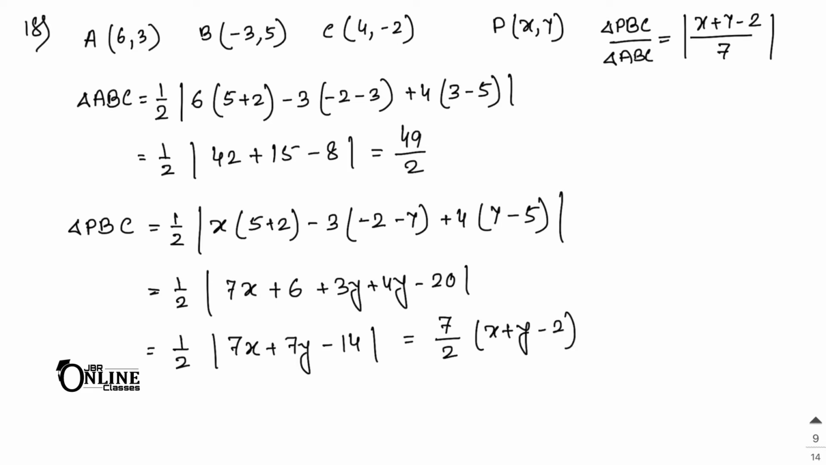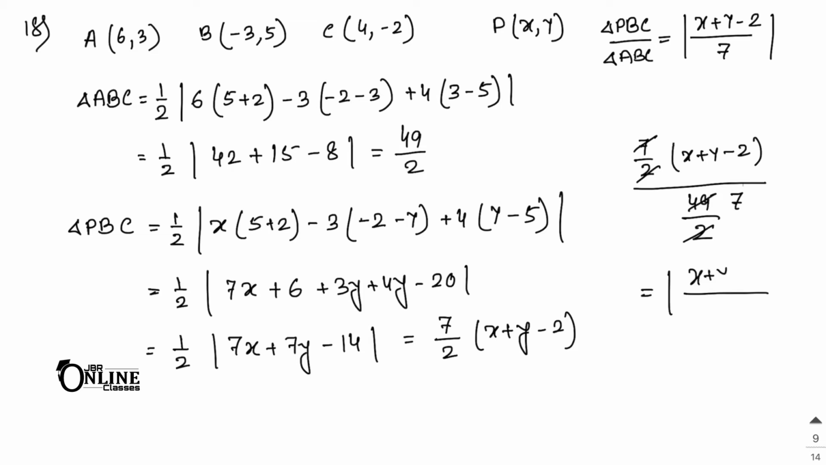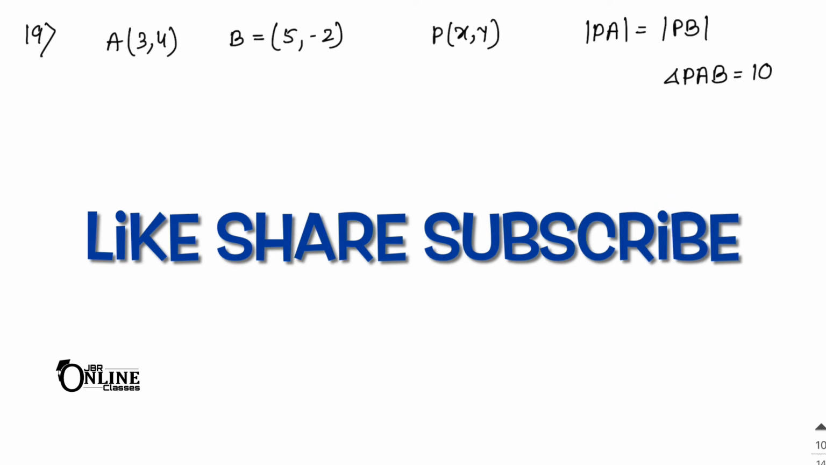Clear? Now the ratio will be, triangle PBC, so 7 by 2 times x plus y minus 2, divided by 49 by 2. 2 cancels out, 7 cancels out with this one, it becomes 7. So here the ratio will be mod of x plus y minus 2, by 7, because this one is in mod, so you can write mod here. So your final answer will be in mod. So that is your answer. That means it is proved.